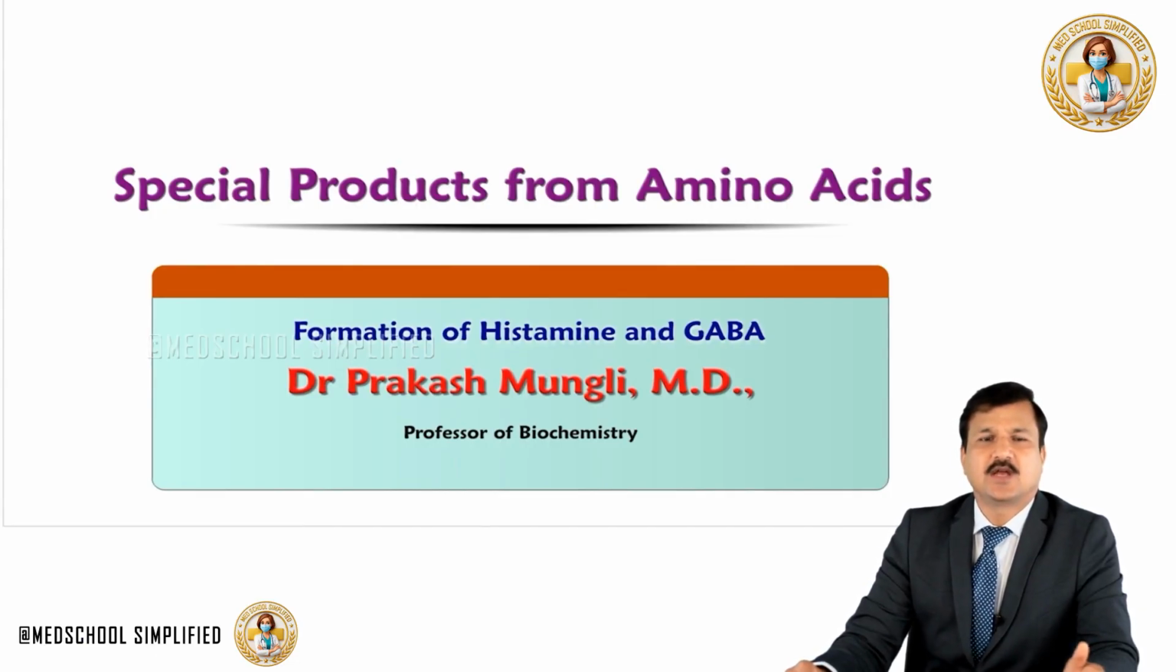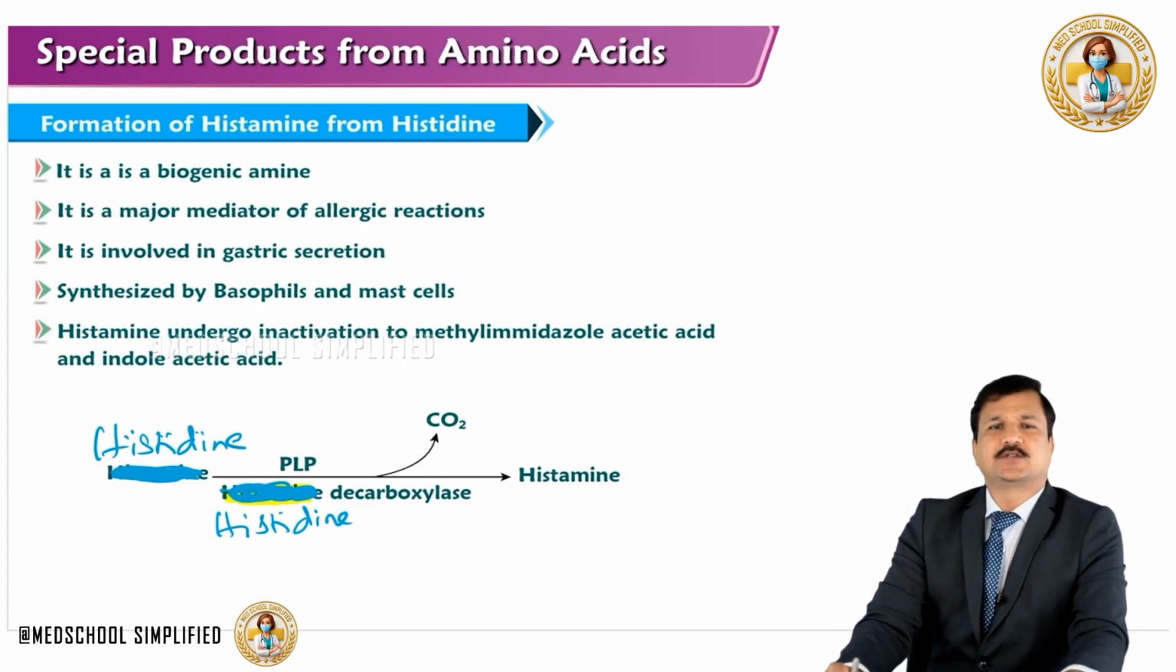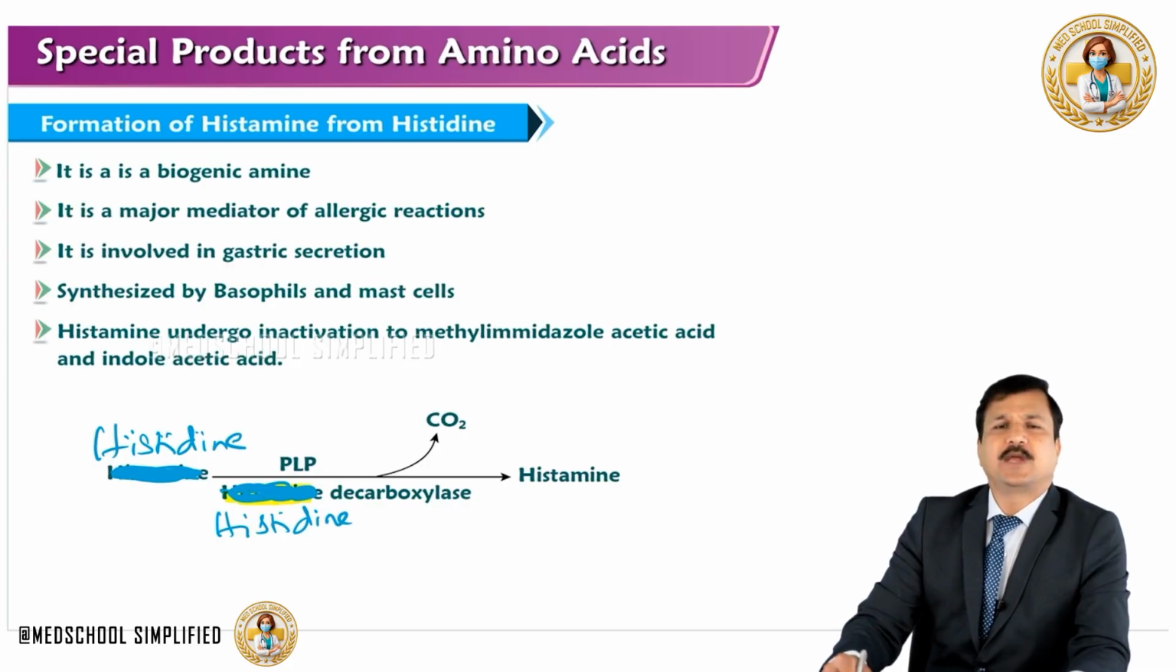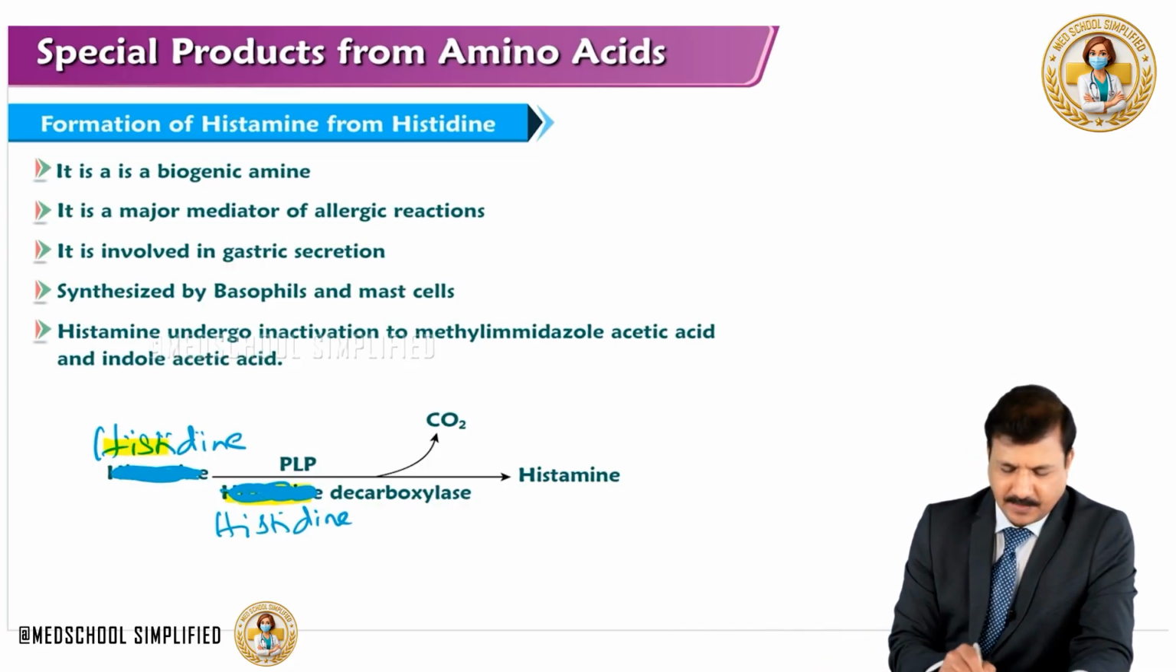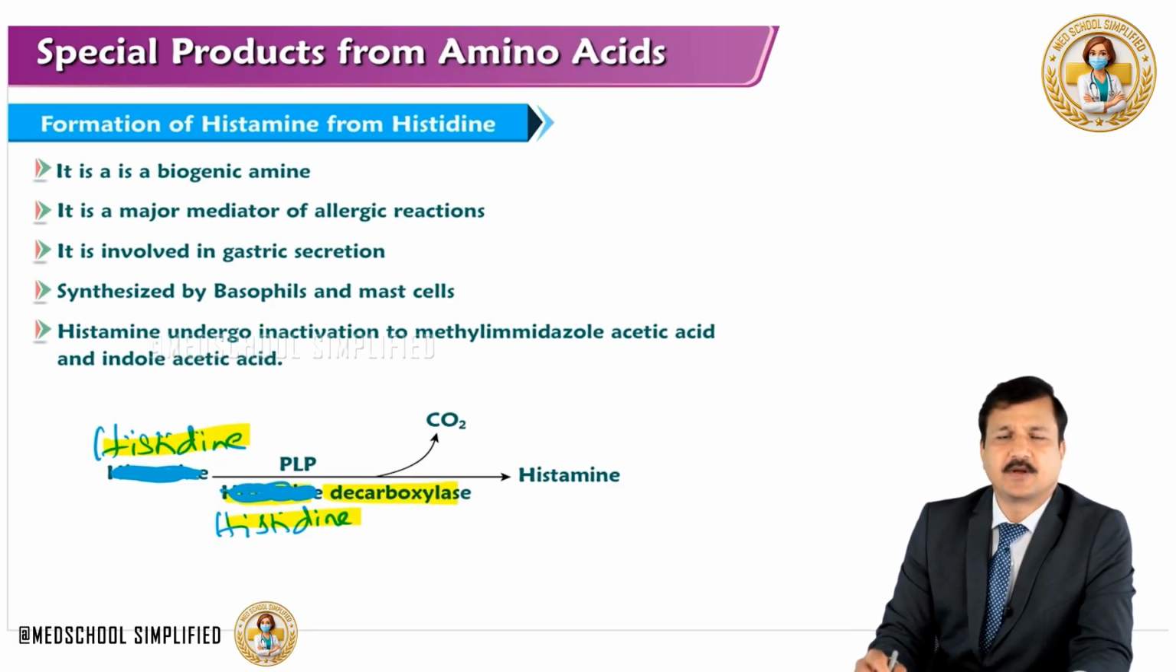In this lecture series on special products from amino acids, I am going to concentrate on formation of histamine and gamma amino butyric acid. Now let's look into details on formation of histamine and gamma amino butyric acid. Histamine is a biogenic amine and it is made from the decarboxylation of histidine by histidine decarboxylase enzyme.